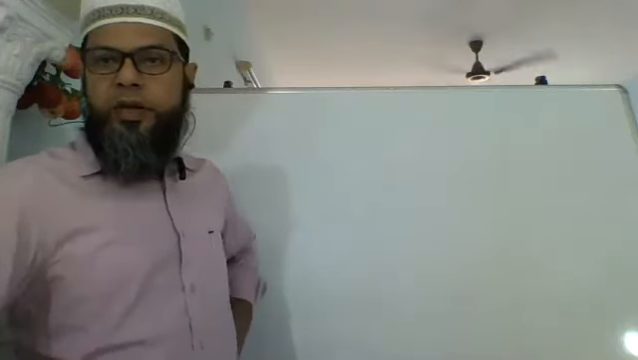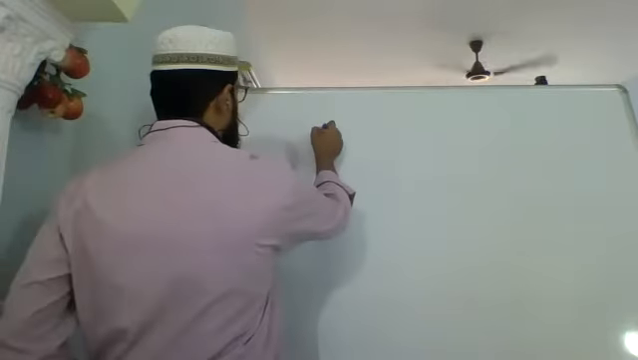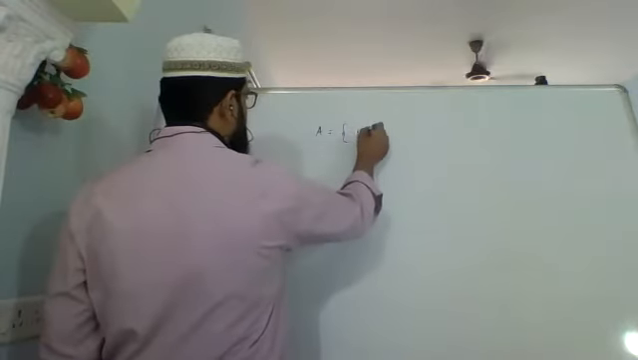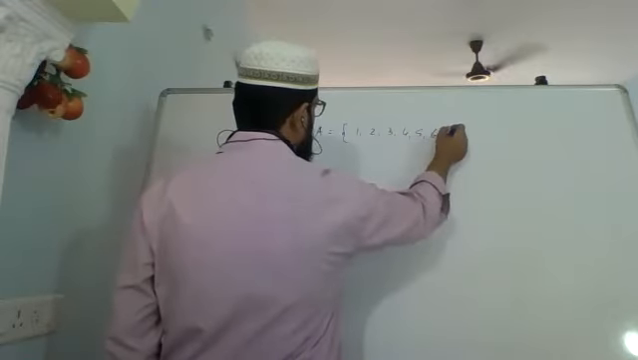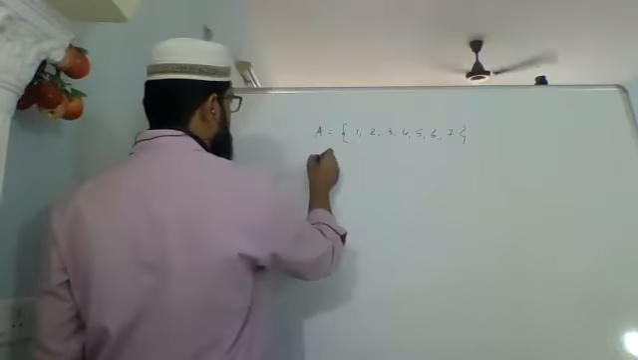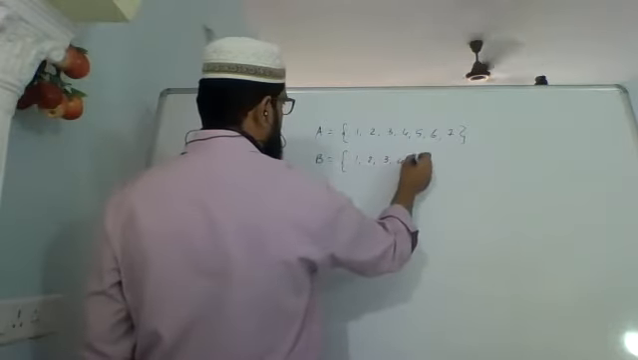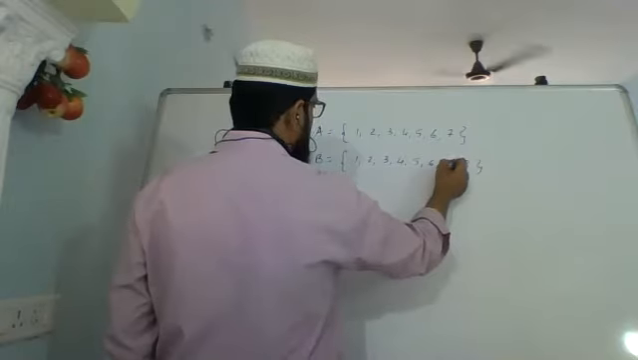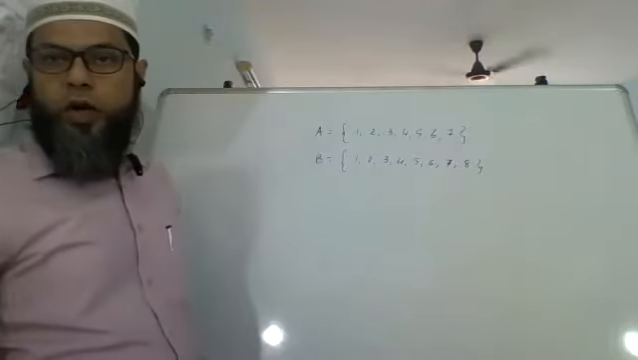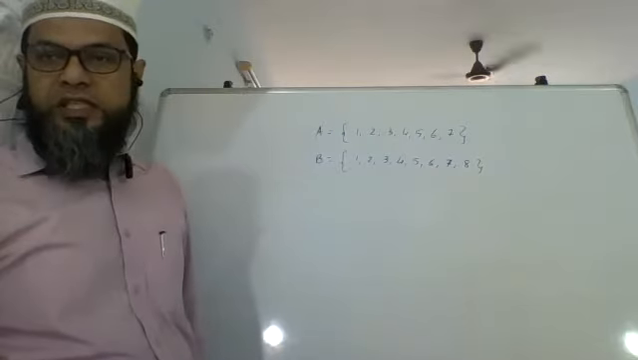B, every element of set B is in set A. For example, let's look at a set. Let's say A equals to... Now here you will see A has elements 1, 2, 3, 4, 5, 6, 7. B has elements 2, 3, 4, 5, 6, 7, 8.